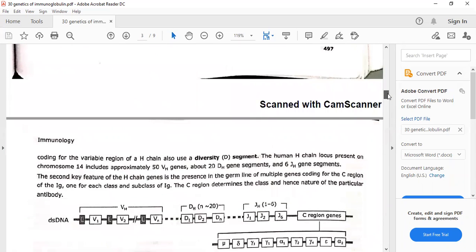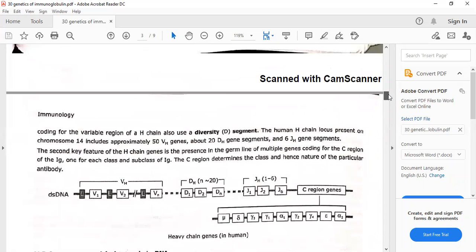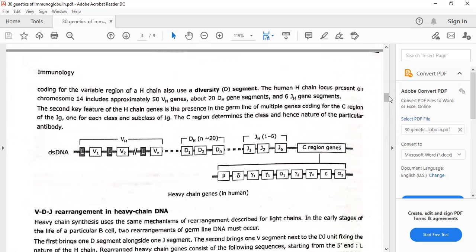Now we are talking about the heavy chain region. In the heavy chain, there are three portions because it is the heavy chain, so definitely it will be larger than the light chain. There are three regions: the V region, the D region, and the J region. V for variable, D for diversity, and J for joining. J is joining the D region to the constant region.